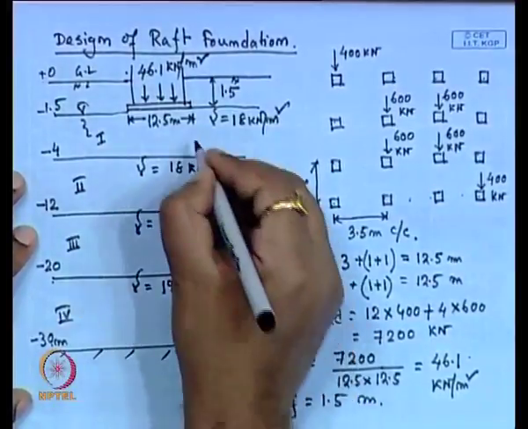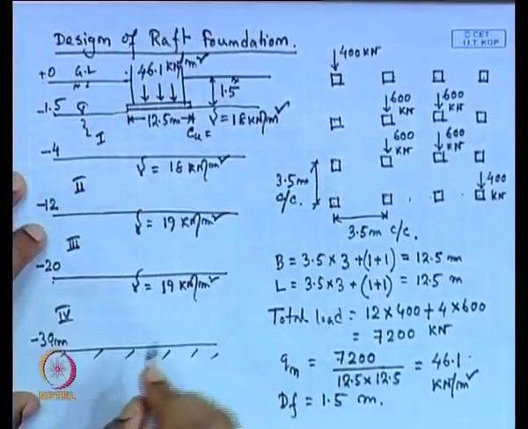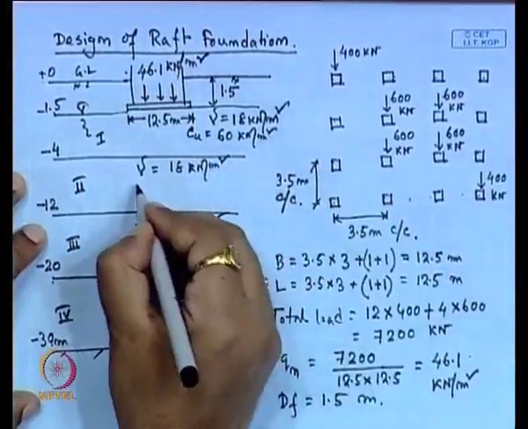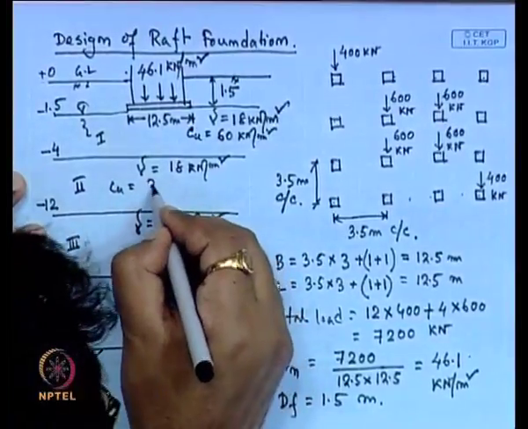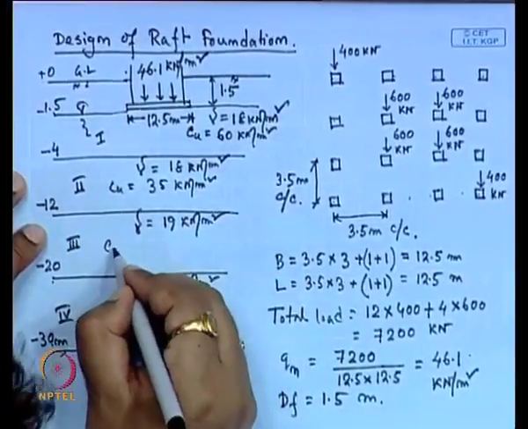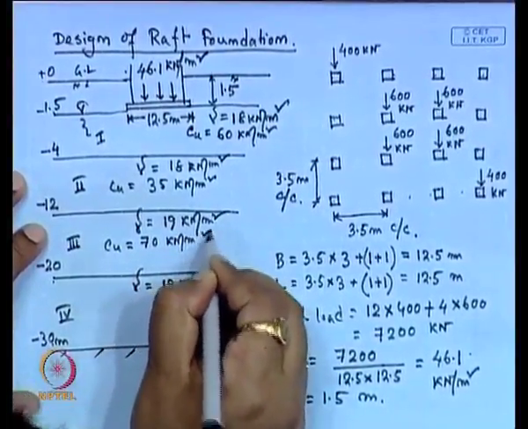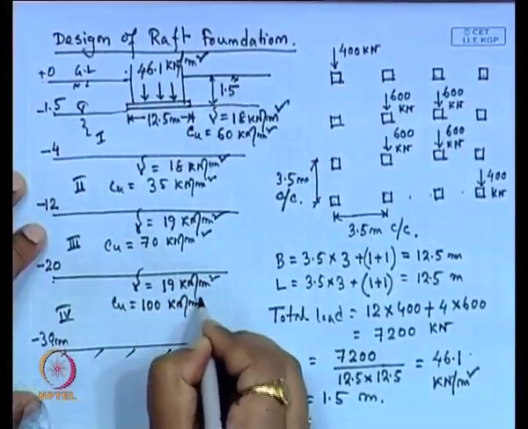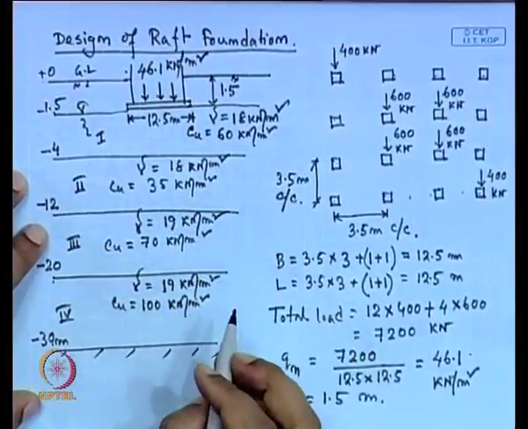Now, these are all clay soils. The Cu value for layer 1 is given as 60 kilonewton per meter square. The Cu value for the second layer is 35 kilonewton per meter square. The Cu value for the third layer is 70 kilonewton per meter square. The Cu value for the fourth layer is 100 kilonewton per meter square. These are the soil data observed after testing.